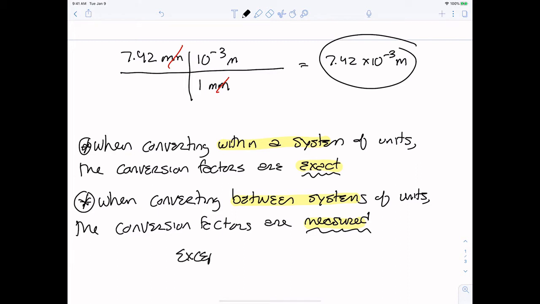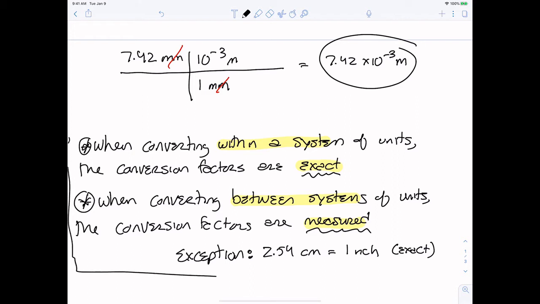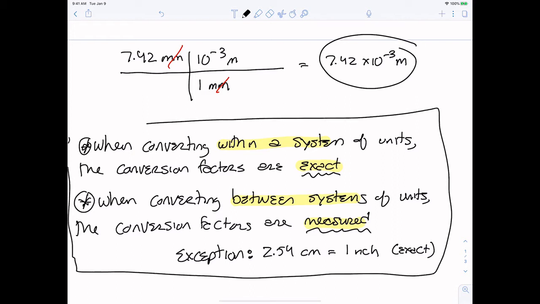Do you guys know the exception? Yeah, the number of centimeters in an inch is exact. So there's 2.54 centimeters in 1 inch, and that is exact. That's going to be the one exception. So instead of saying 2.54 has 3 significant digits, I would say it has an infinite number of significant digits. But that is our only exception that we're going to see.